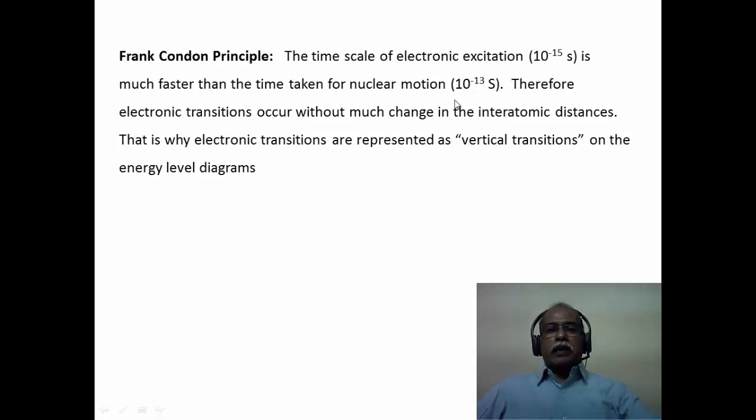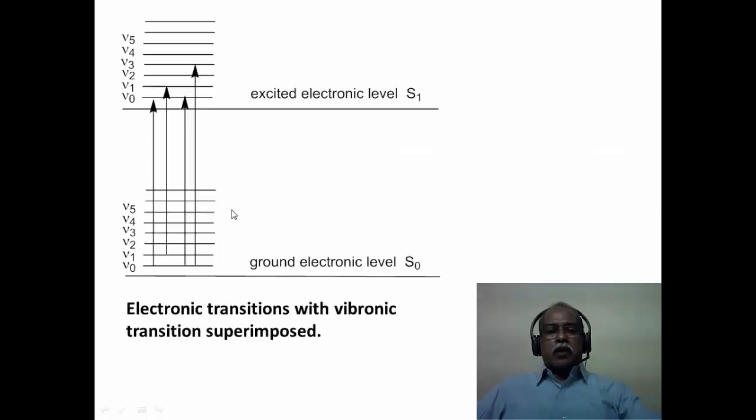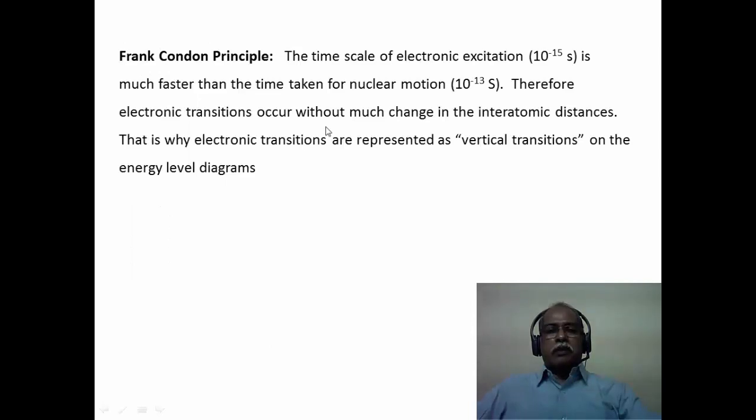Therefore, during an electronic transition, there is not much change in the relative positions of the interatomic distances. That is why electronic transitions are often represented as vertical transitions on the energy level diagram. In other words, while going from this state to this particular state, the nucleus essentially stays put in the same position. There is no vibration taking place, or no motion of the nucleus from its equilibrium position. And this is what is known as the Franck-Condon principle.